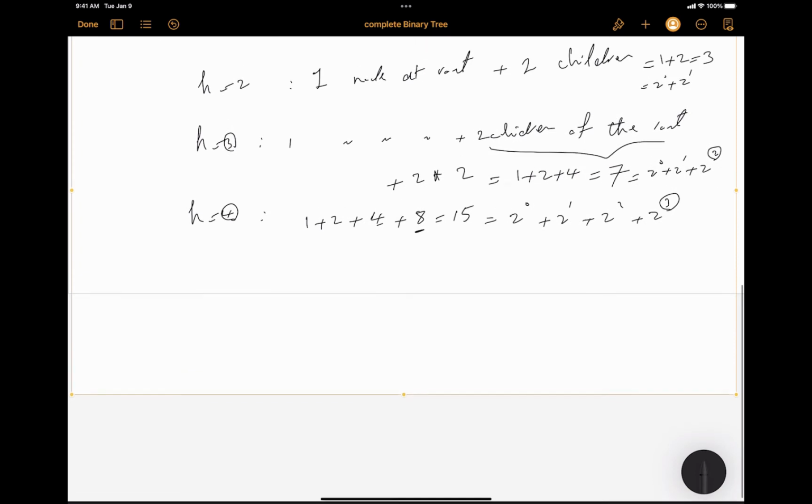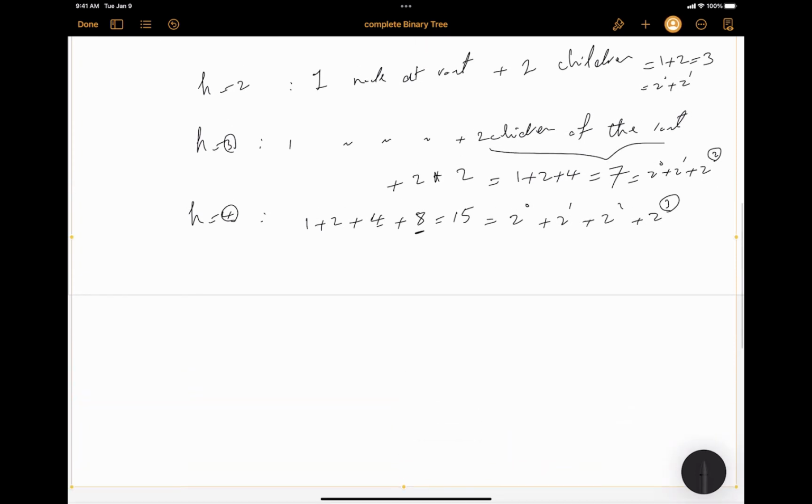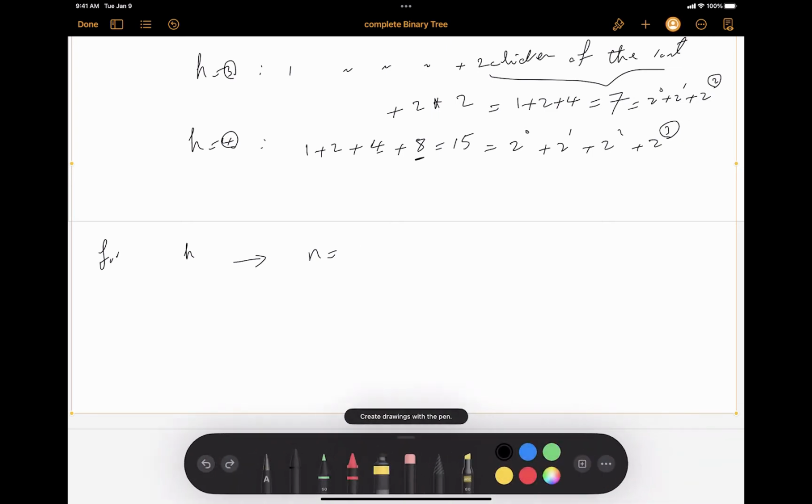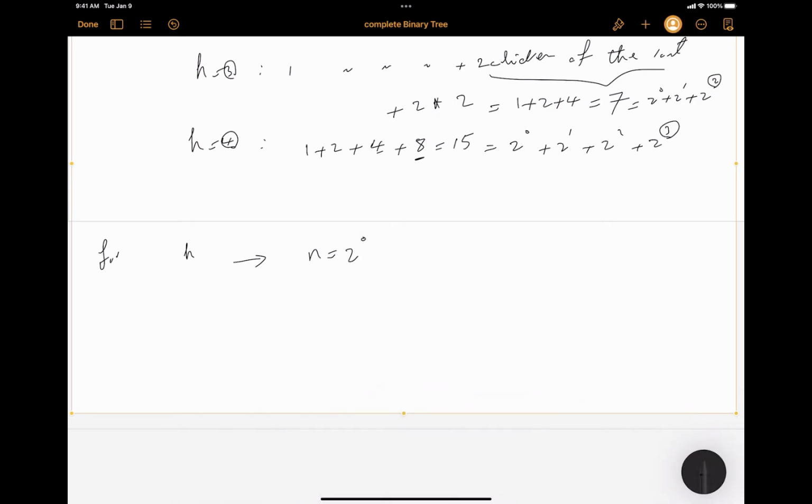So we can conclude that in a complete binary tree with the height of h, the number of nodes is equal to 2 to the power 0 plus 2 to the power 1 plus 2 to the power 2 plus ... plus 2 to the power h minus 1.